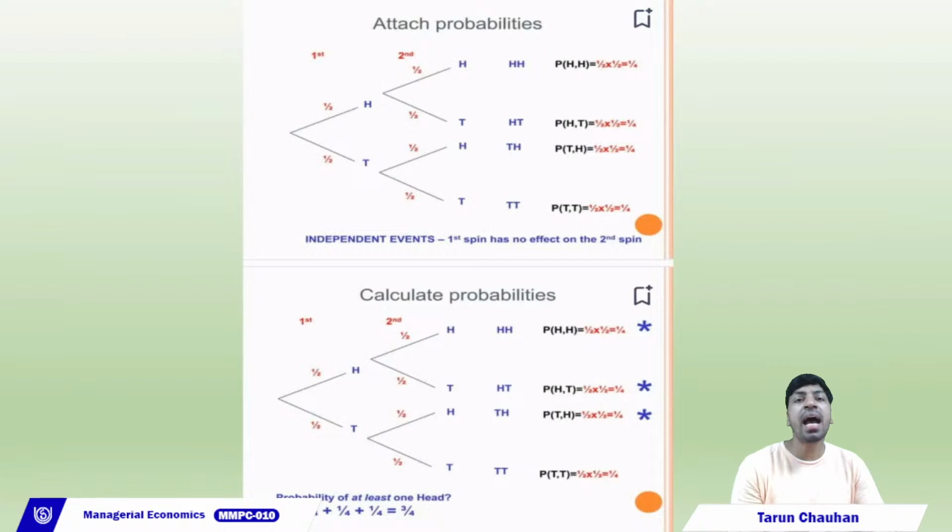So these are the attached probabilities, that is, how to calculate the probability of head-tail, head, and tail. In fact, when we spin one coin, it has no influence on the spin of a second coin, whether it's head or tail. So let's calculate the probability.